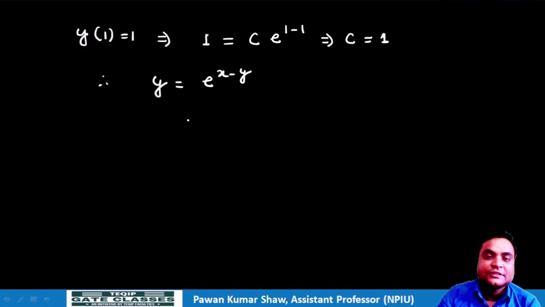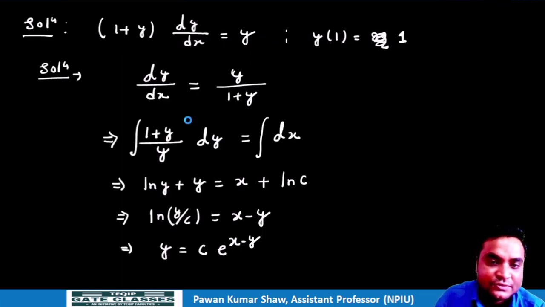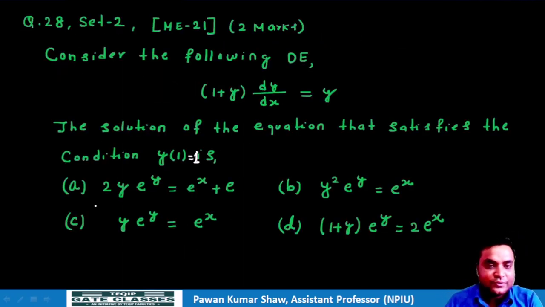Now we are checking our options. See, the options are: the first option is 2y e to the power of y equals e to the power of x plus e. The second option is y squared e to the power of y equals e to the power of x. The third option is y times e to the power of y equals e to the power of x, and the fourth option is (1 plus y) e to the power of y equals 2 e to the power of x.